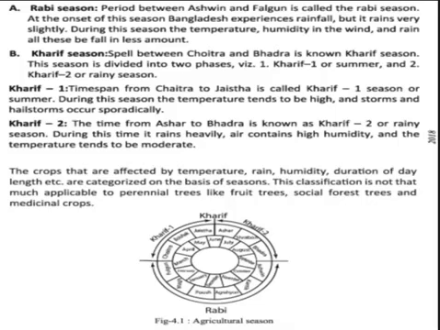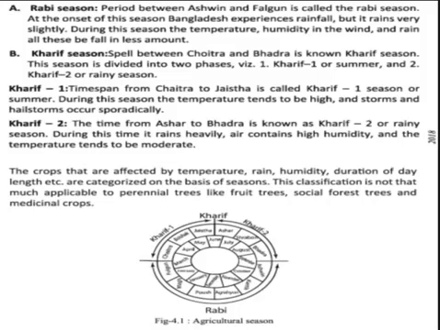And Kharif two, the time from Ashad to Bhadra, is known as the rainy season. During this time, it rains heavily. The air contains high humidity, and the pressure tends to be moderate. There are no high temperatures, but rainfall is very heavy in this season.